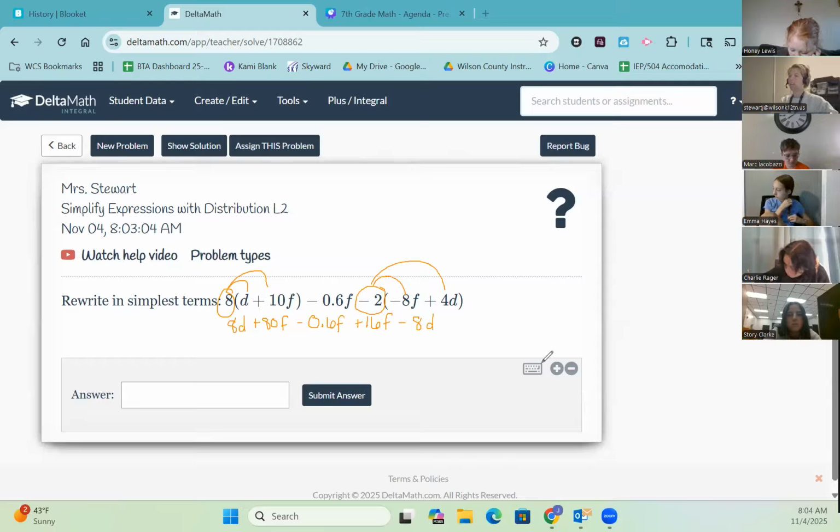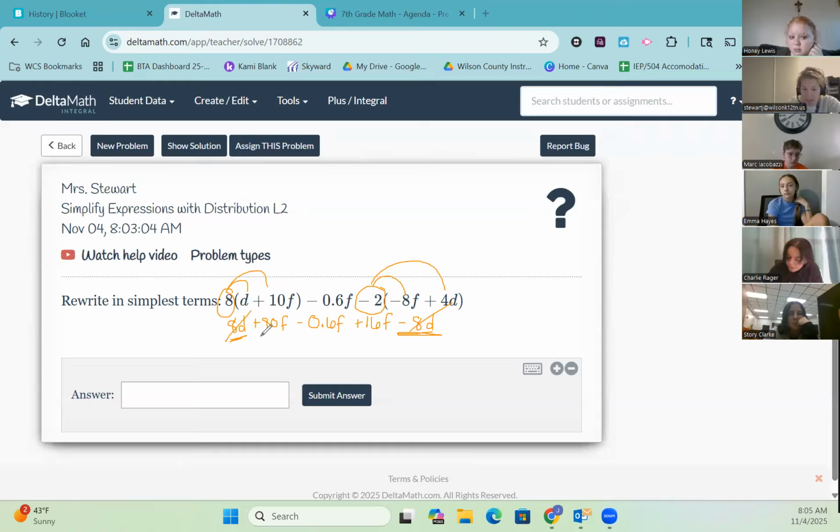Okay, this one's kind of fun. Ready? Now we just combine our like terms. Look, I've got 8D and I've got negative 8D. When we combine those, what happens? 8D minus 8D. Gone. 0. Gone. Poof, gone. Okay? Yes? Poof, gone. Comprehend? Sure? Question? No? Good?